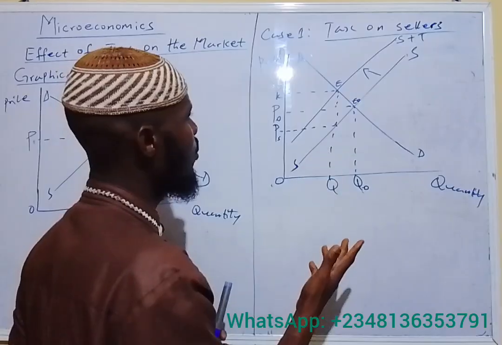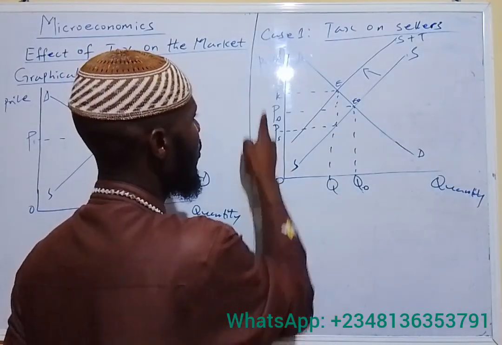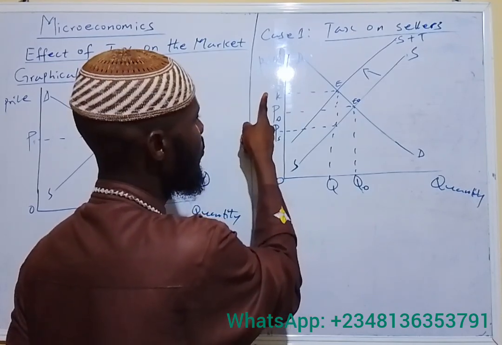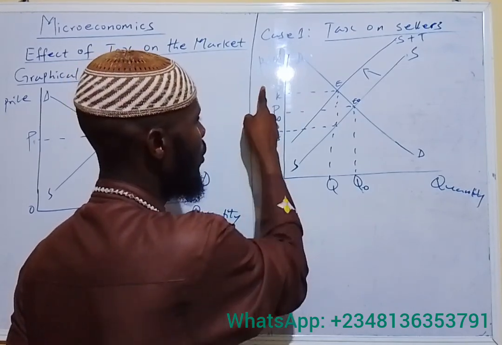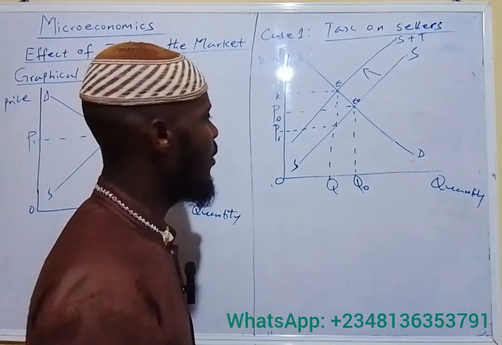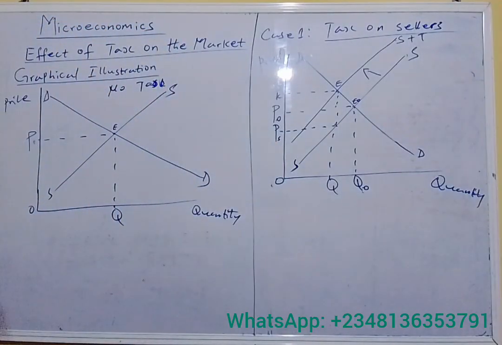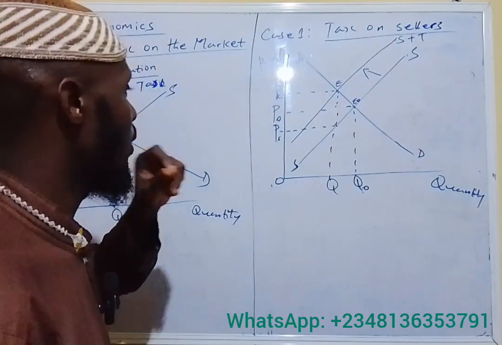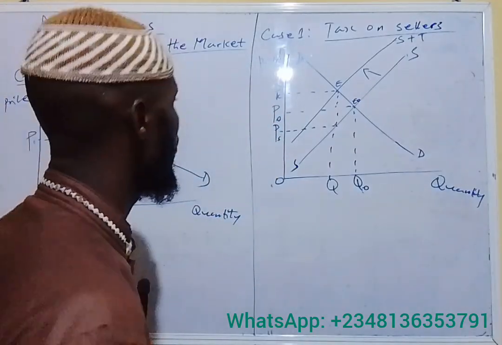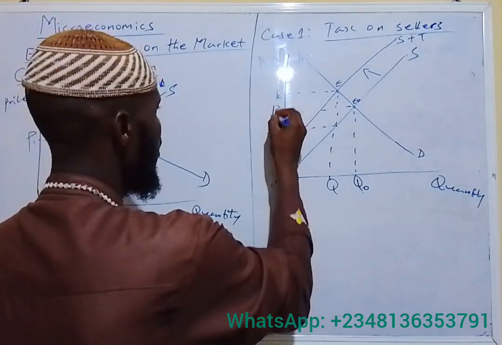But because of the tax imposition, the price of the product has risen from P not to PC, and the price that the seller receives has fallen from P not to PS. Originally, if there is no tax imposition, the seller will receive exactly the amount the buyers are paying in the market, which is P, the same thing as P not. But because of tax imposition, think of it this way: both the sellers and the buyers are sharing the burden of tax.